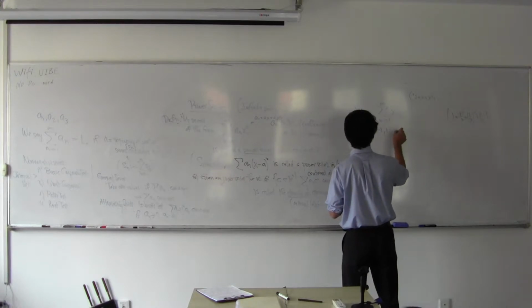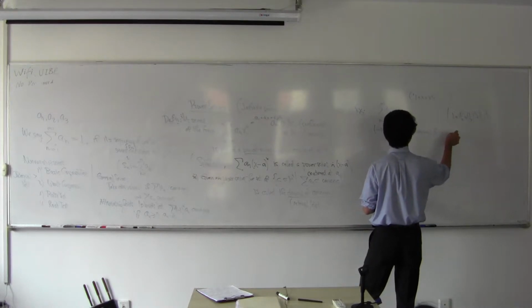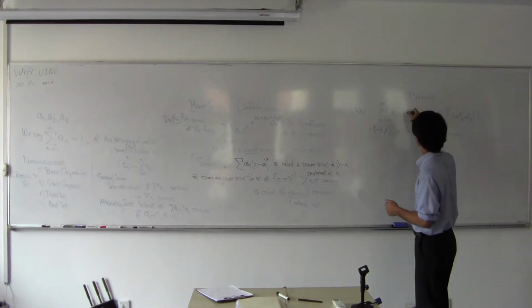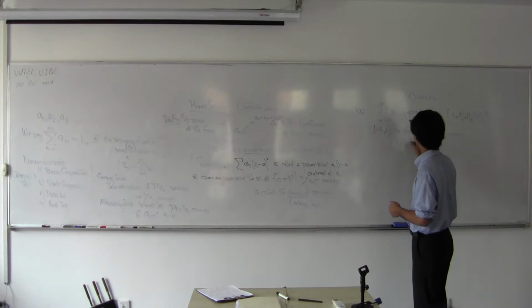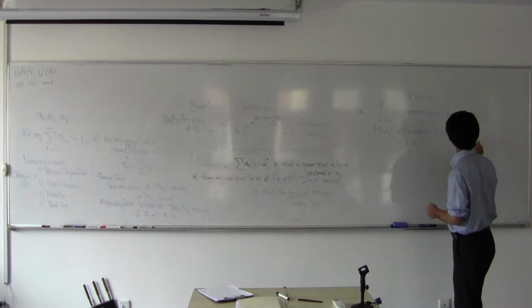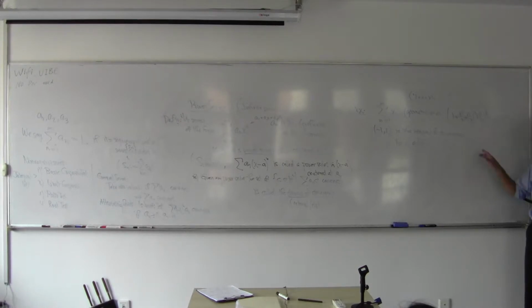Negative 1 to 1 is the interval of convergence. And what we saw earlier was that this was the geometric series. For x in this interval, summation x to the n is going to be 1 over 1 minus x. And whenever you're outside that interval, it's a divergent series. Okay.